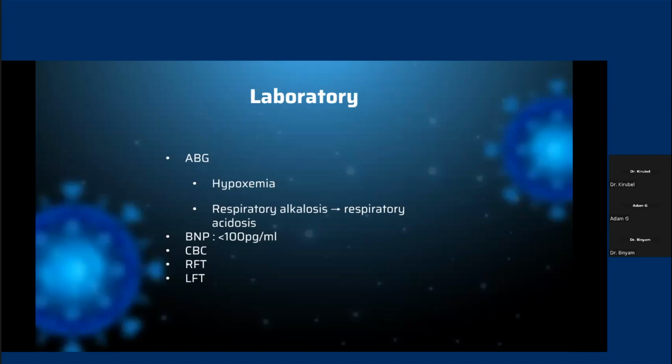In the CBC, you can find leukocytosis, leukopenia, and anemia. Renal function test and liver function test: as we discussed, acute tubular necrosis is a common one, so they will have renal derangement on the laboratory.